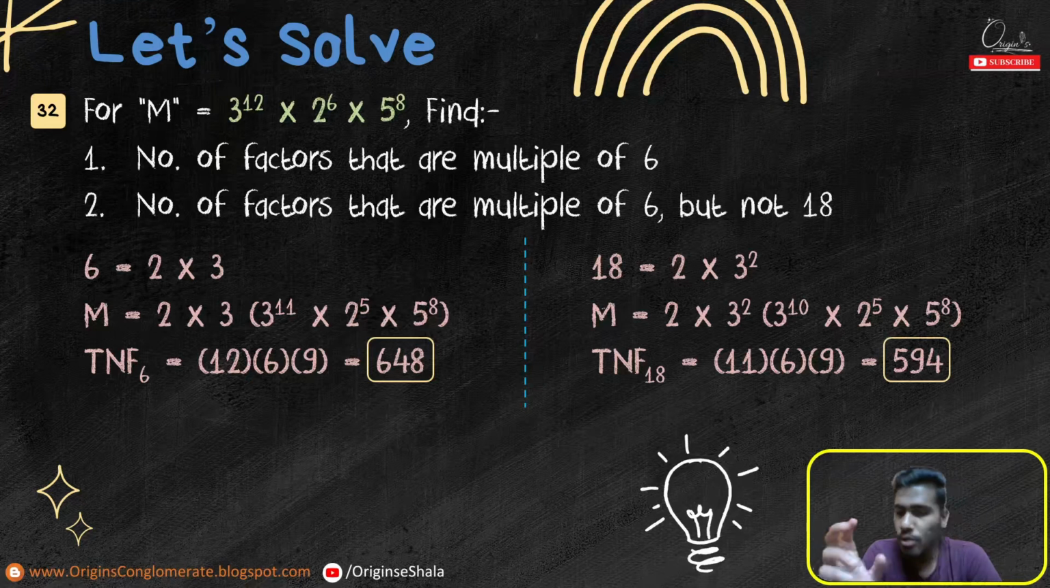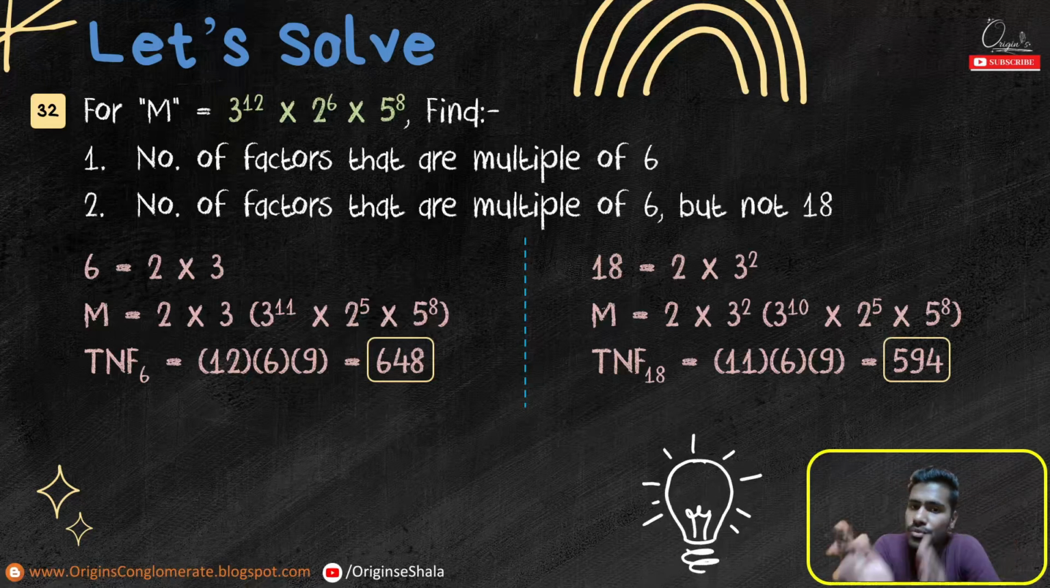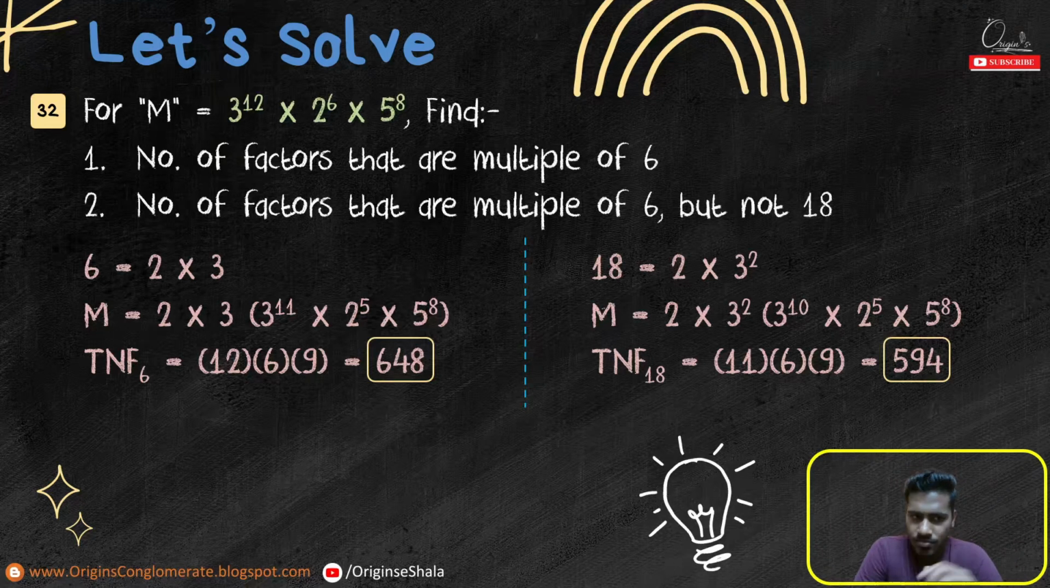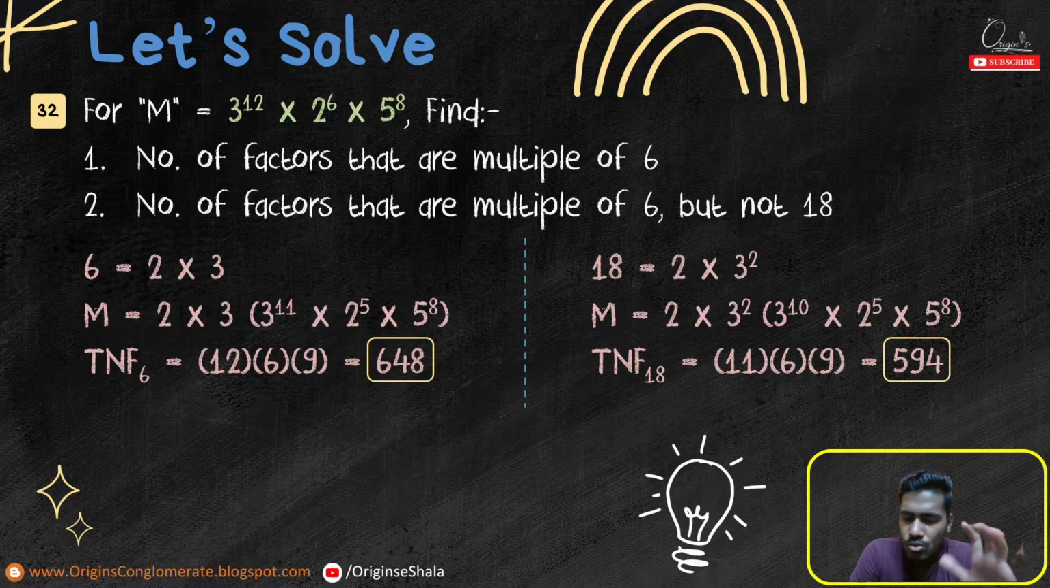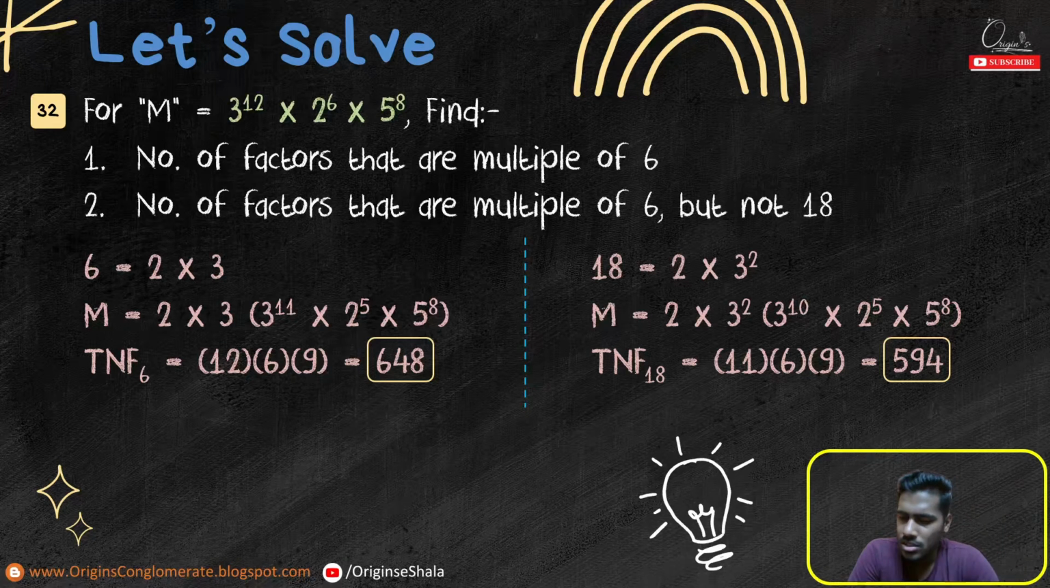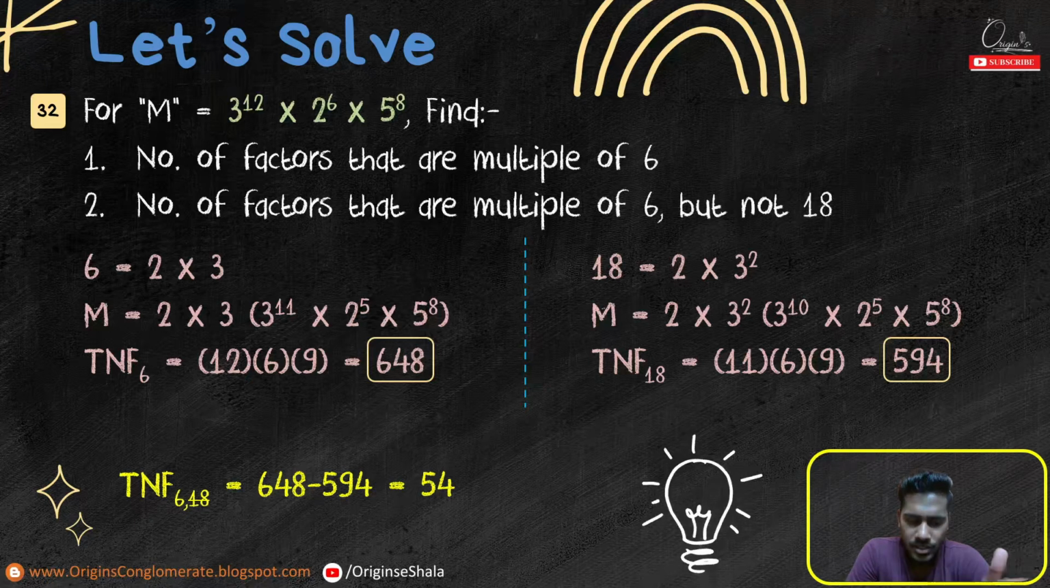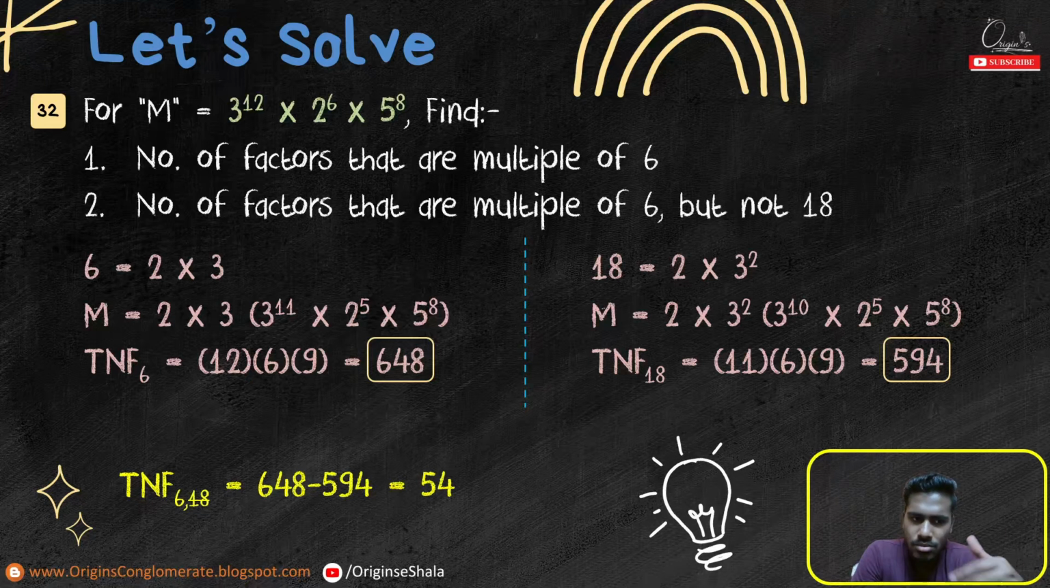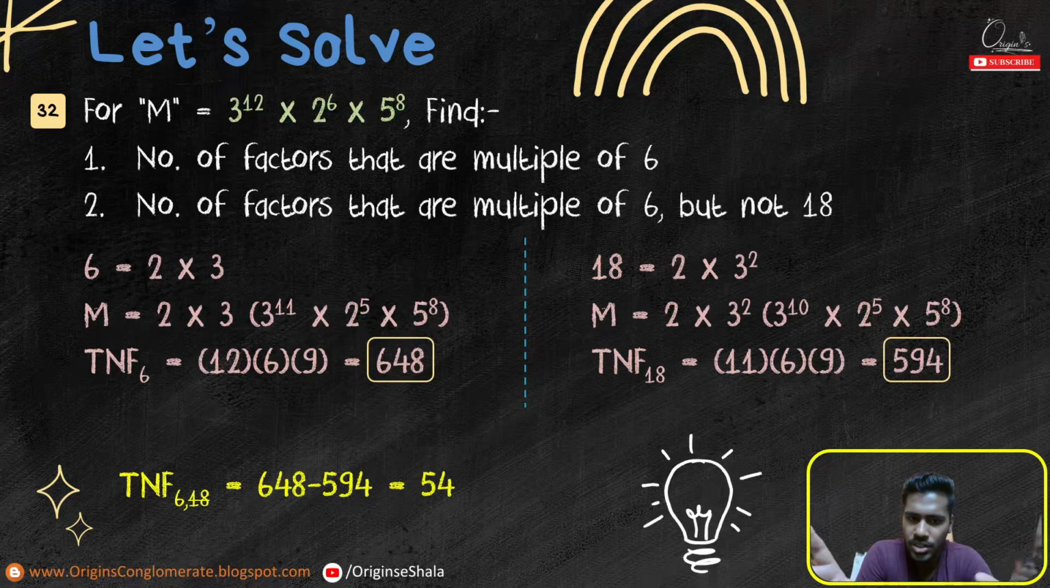But mind well, we have to find the factors that are multiple of 6 but not 18. But we already have 6. So what? Now it is the simplest thing. I will simply subtract them. Total number of factors which are 6 but not 18. 6, 18 straight. That's how I write it to simplify it for understanding.